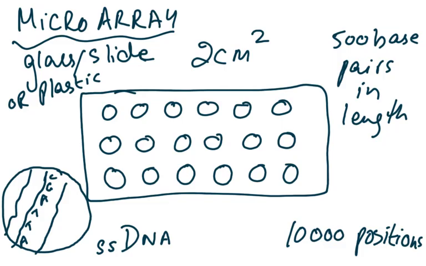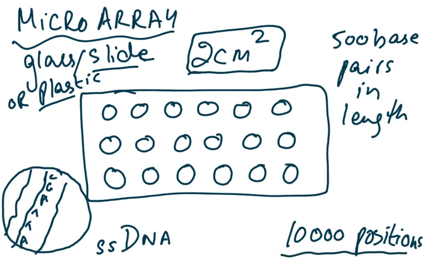Now let's try to understand what is a microarray. A microarray is a glass or a plastic slide, and it's only very small. It's only 2 centimeters square. And it has about 10,000 spots or positions. This is one spot, this is another spot, this is another spot, this is another spot. So we have about 10,000 or more of such spots or positions.